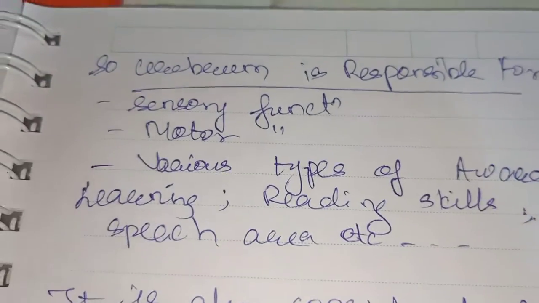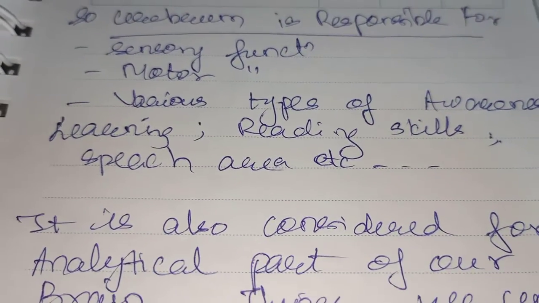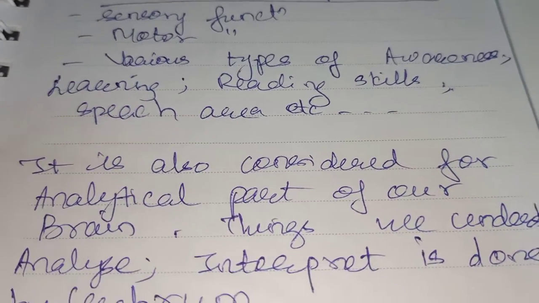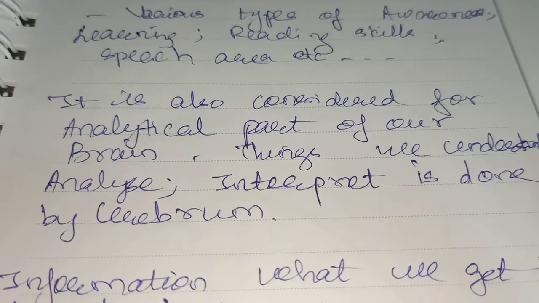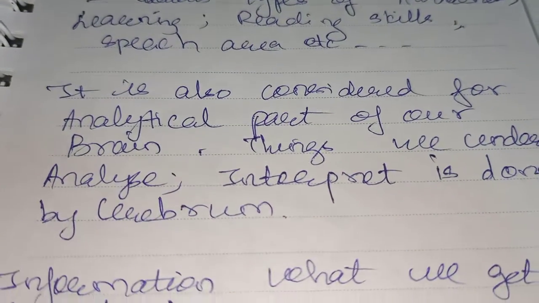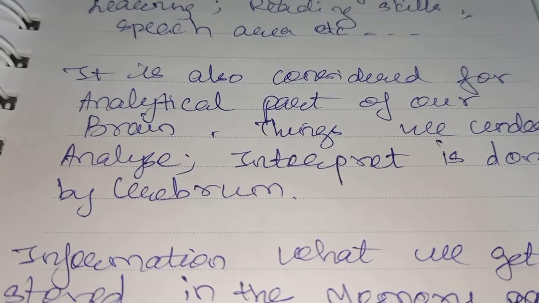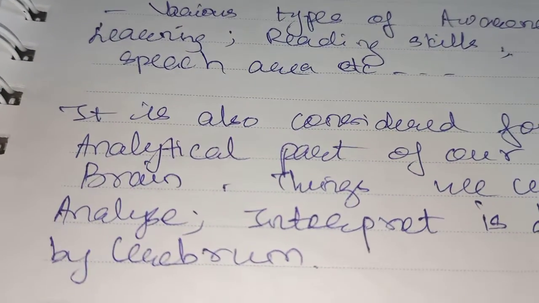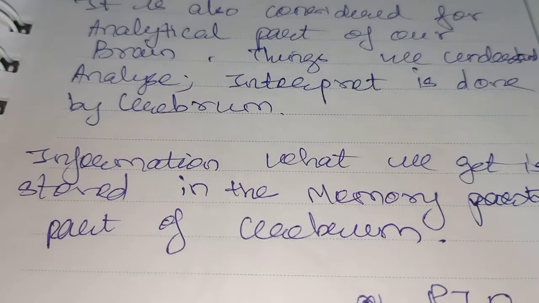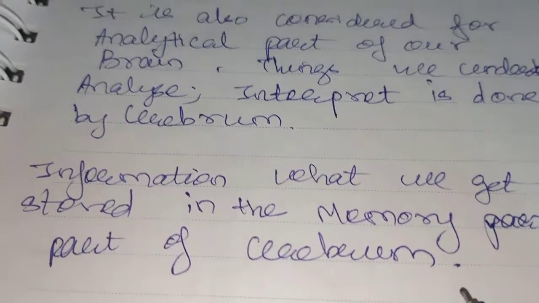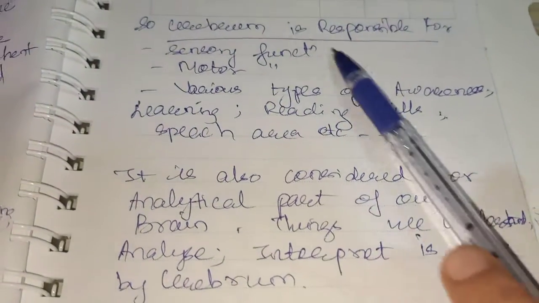So the cerebrum is responsible for sensory function, motor function, various types of awareness, learning, reading skills, speech area, etc. It is also considered the analytical part of our brain. Things we understand, analyze, and interpret are done by the cerebrum. It's a very, very important part of the brain. Information we get is stored in the memory part of the cerebrum. So in gist, these are the functions of the cerebrum.